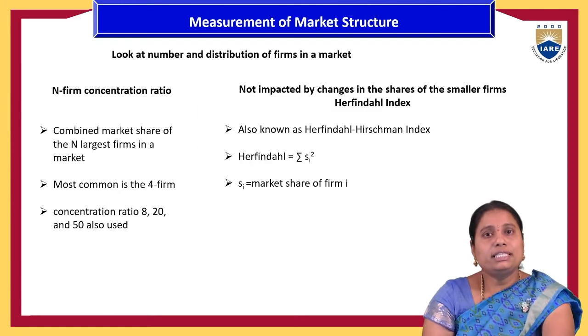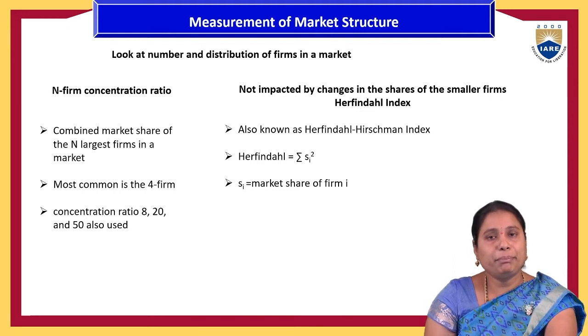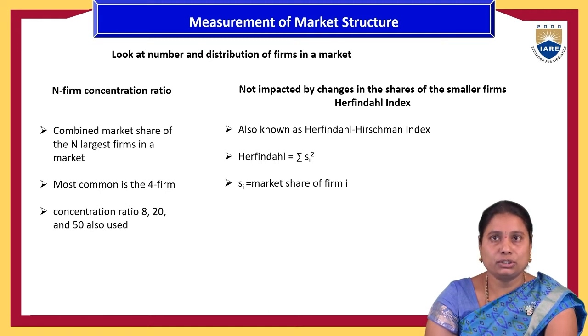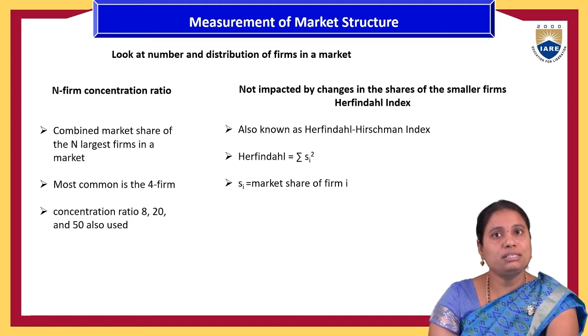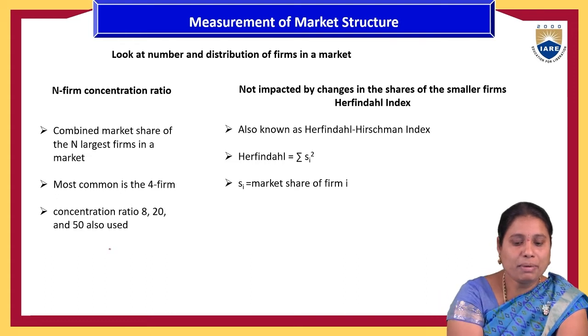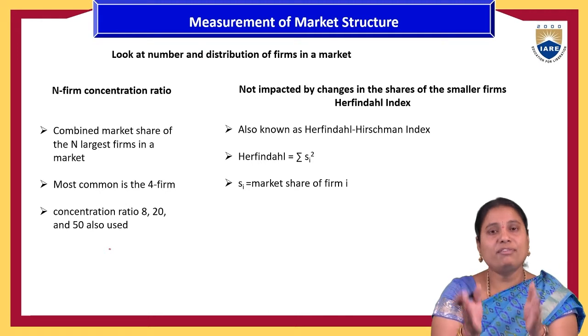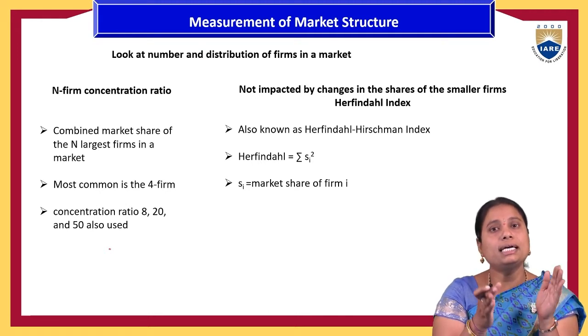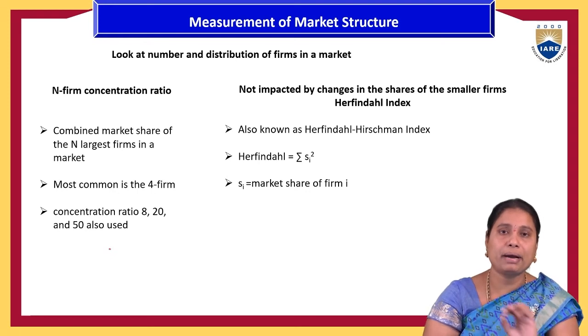So after the determination, to measure the market structure's impact, there are mainly two methods used. The first is the N-firm concentration ratio, where the combined market share of the N largest firms in a market is taken into consideration. Market share means, among the number of competitors, the level of one firm is called its market share.